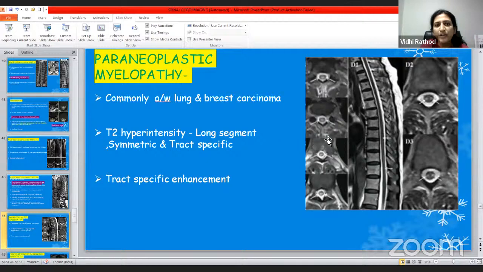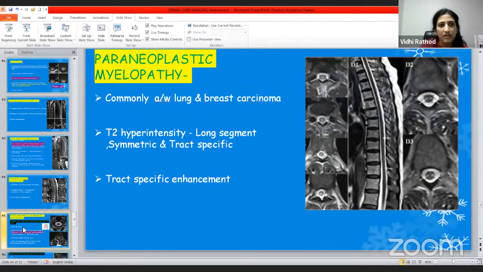Then coming to paraneoplastic myelopathies, commonly associated with lung cancer and breast cancer, we see a long segment of T2 hyperintensity, which is symmetric and tract specific. For example, this patient was a case of breast cancer, and this patient had only selective involvement of the dorsal cord, whereas this patient was a case of lung cancer, and he had specific involvement of only the lateral spinothalamic tracts. So that is present, tract specific enhancement.